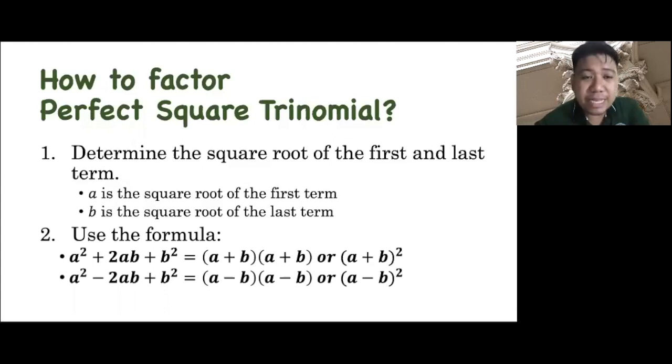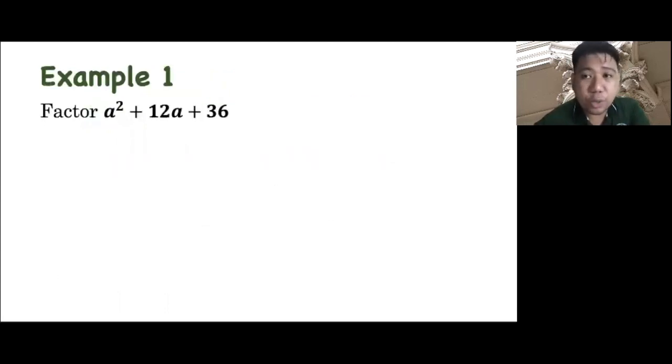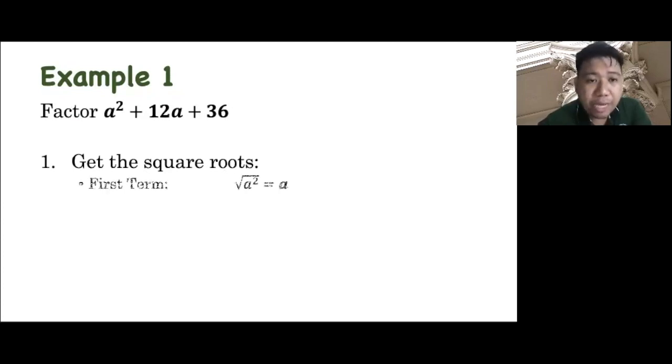Let's proceed with example number 1. Factor a squared plus 12a plus 36. So ang first step natin is to get the square roots. So unahin natin kunin ang square root ng first term, which is a squared. So pag kinuha natin ang square root ng a squared, it is just a. And kapag kinuha natin yung square root ng last term natin, which is 36, we will have 6.